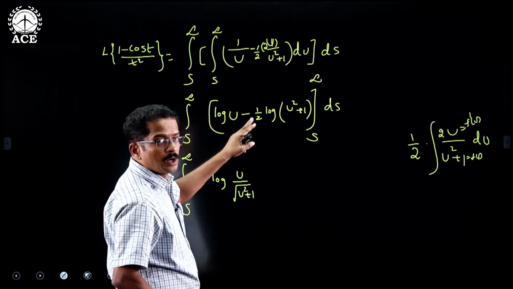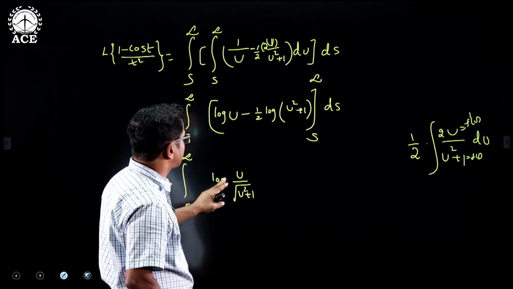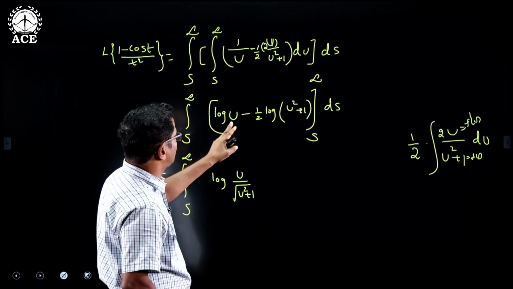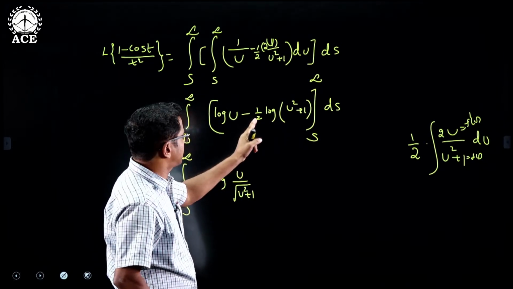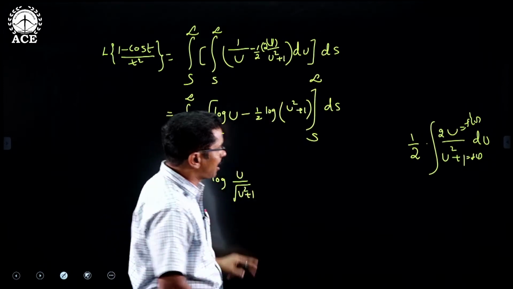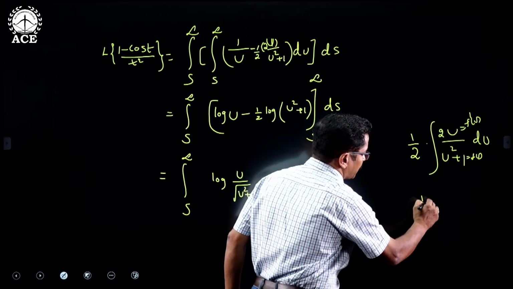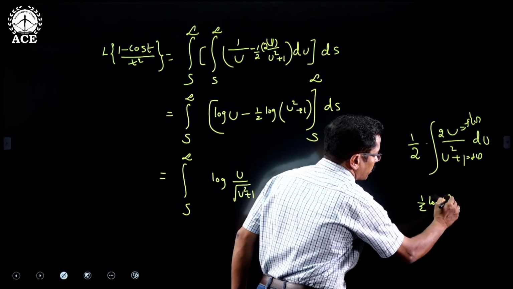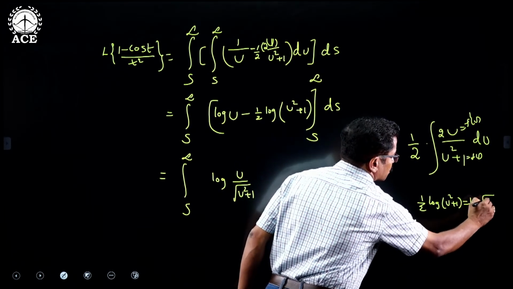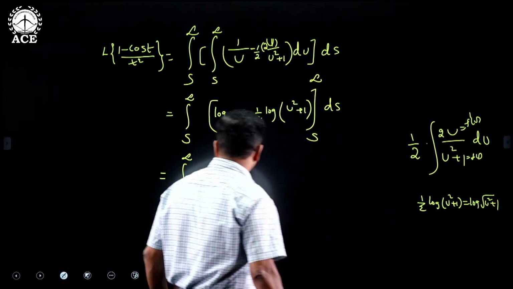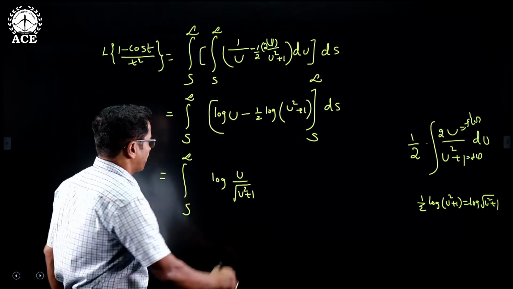Log u minus half log of u square plus 1, I am writing as log of u by root of u square plus 1. As half log of u square plus 1 is going to be log of root of u square plus 1, in that way I just wrote that one.